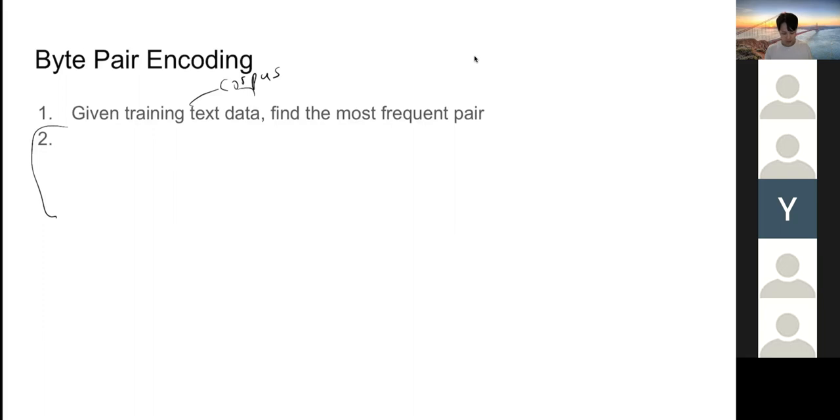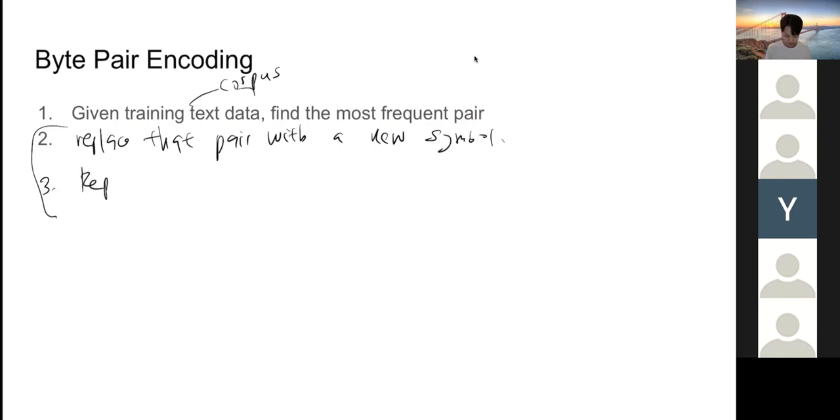What byte-pair encoding does is that, given training data, you find the most frequent pair and replace that pair with a new token, a new special symbol, basically. Now you have introduced one more symbol to this training data, but you made your training data shorter, right? Because your pair got replaced by one symbol. So now you have shorter text data, and then you just repeat this X times.